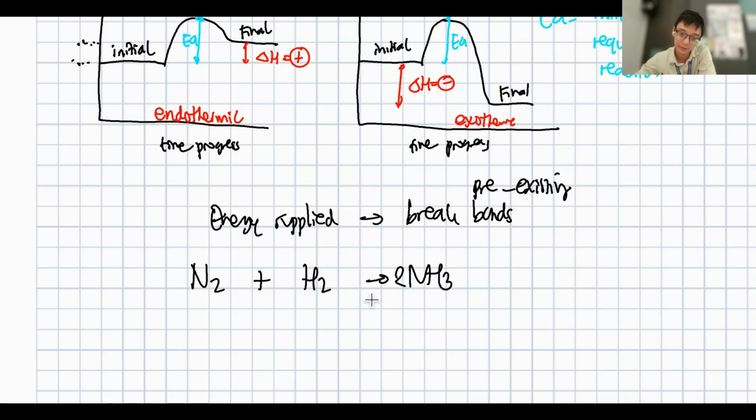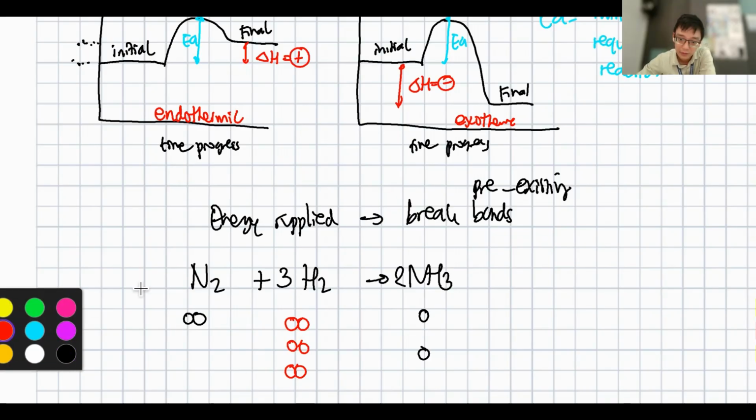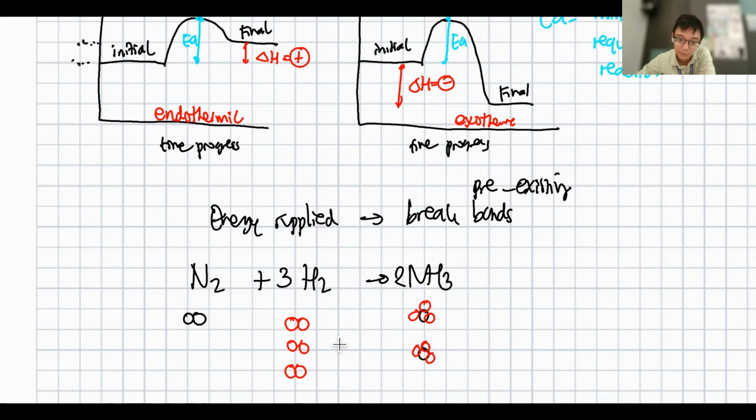Becomes ammonia. So we have to balance always. Okay. We have nitrogen, let's say. Then we have 3 hydrogen. But then we have 2 NH3s. If you see, the arrangement of the atoms is different, right?